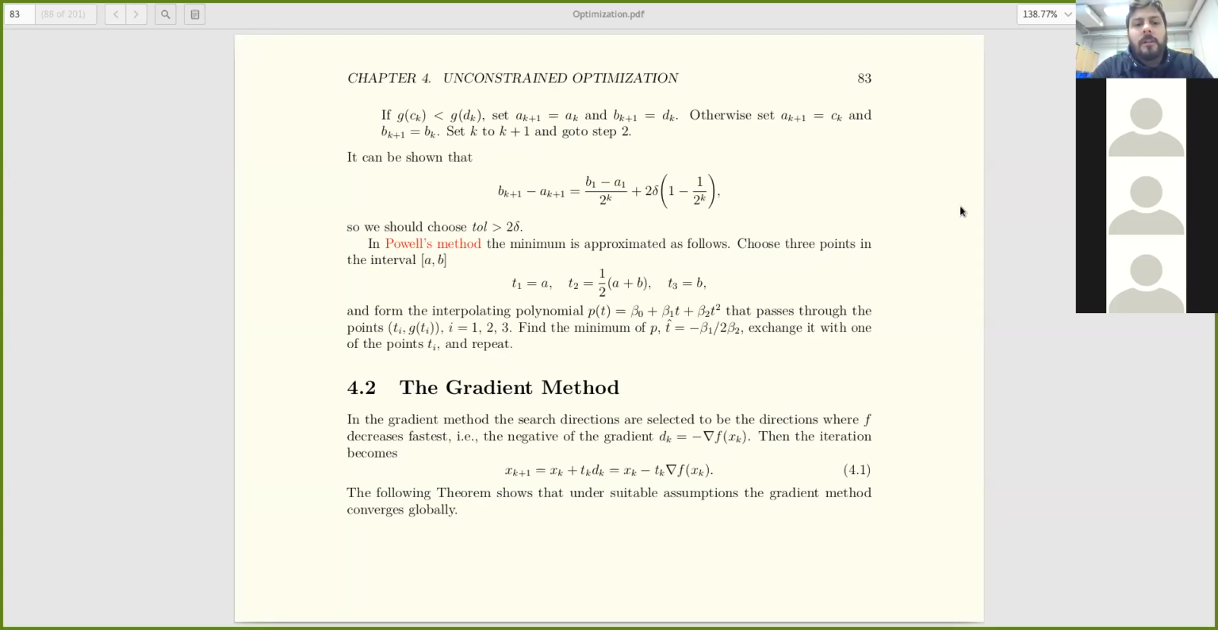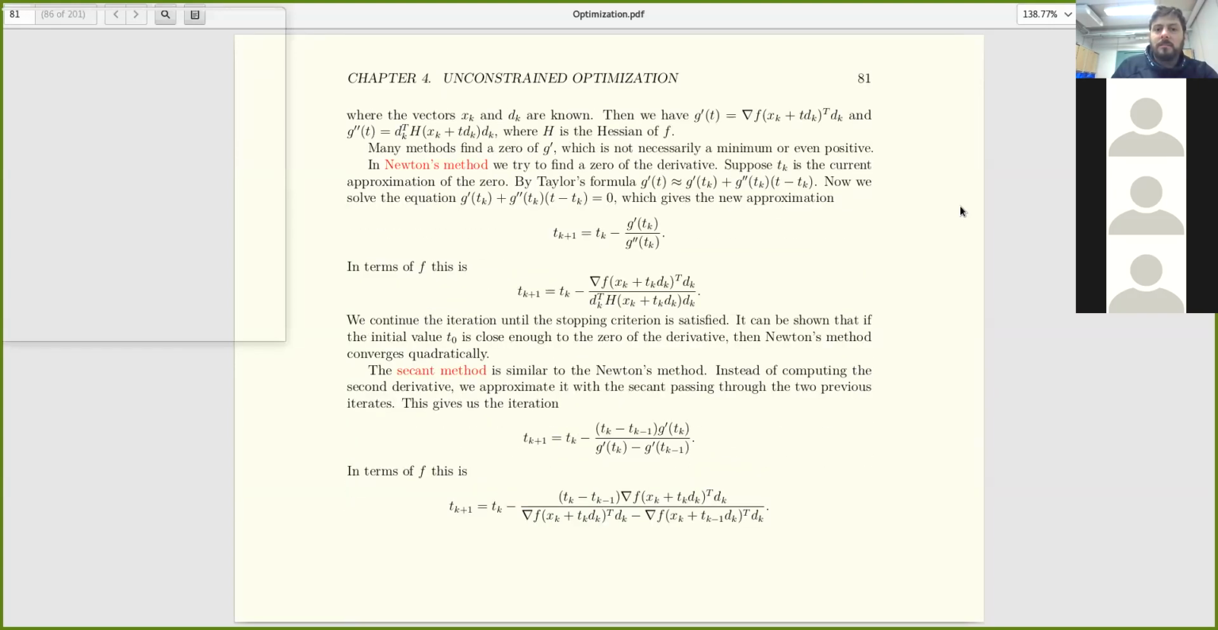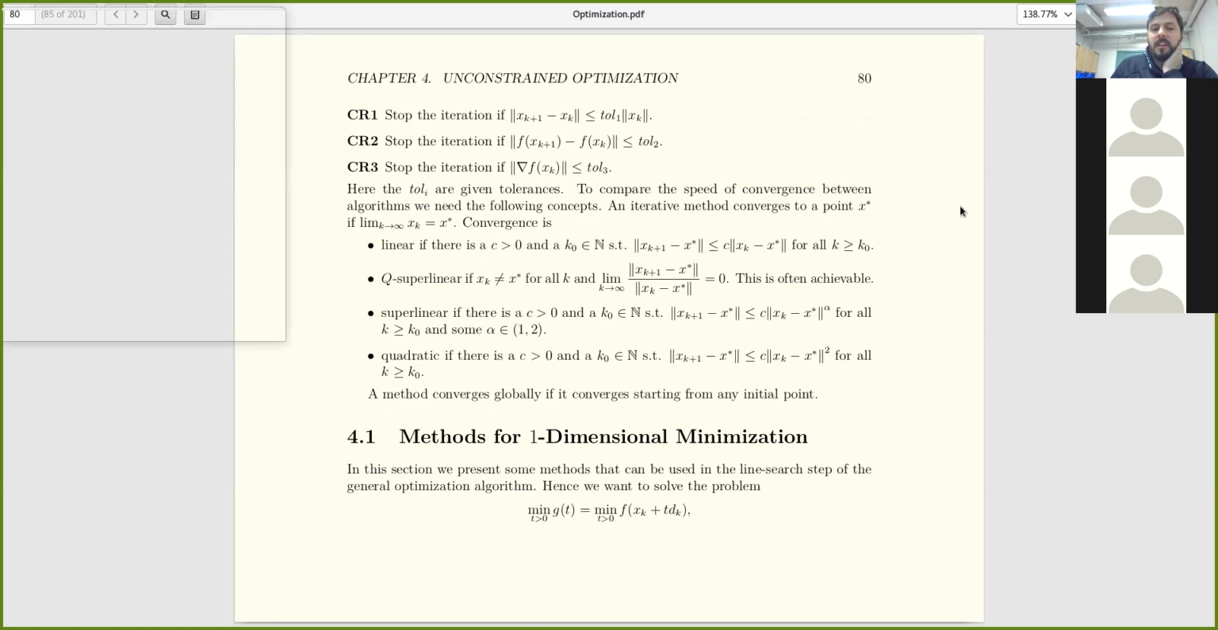So today's topic is going to be the gradient method. I just want a very quick recap of what we talked about last time. We talked about the methods for one-dimensional minimization. Mostly there was this one-dimensional Newton method that was mentioned in finding the zero of the gradient, the zero of the derivative of g when we cast the problem into the one-dimensional case in the line search problem.